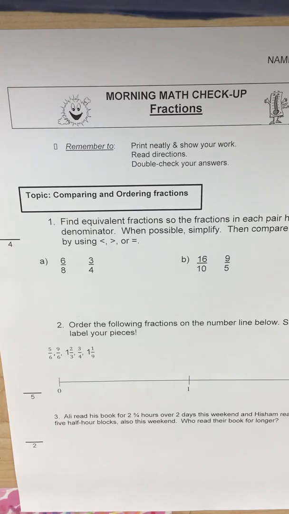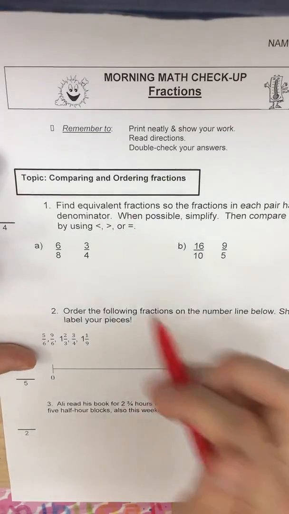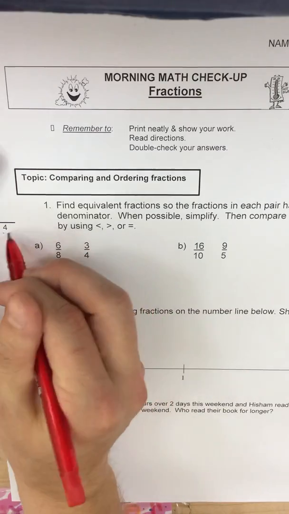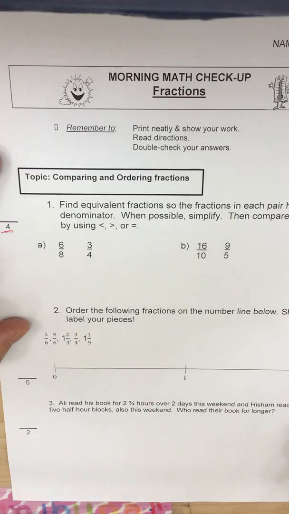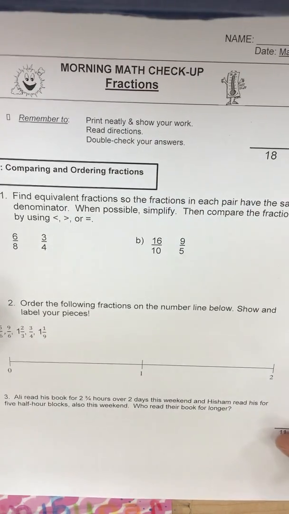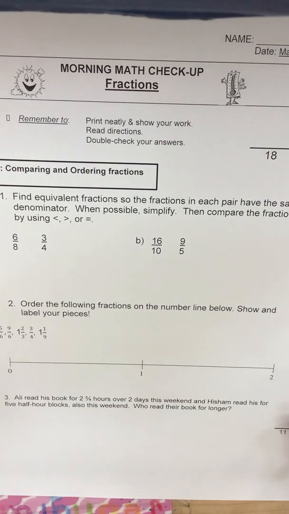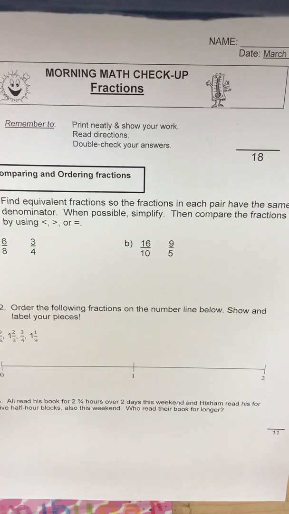All right, so just starting off, comparing and ordering fractions. Question 1, we notice it's out of 4 marks. Something that we're still not really paying attention to is how many marks there are, because that's going to tell us what we need to have down. Find equivalent fractions so that the fractions in each pair have the same denominator. When possible, simplify. Then compare the fractions using a greater than, less than, or equals sign.